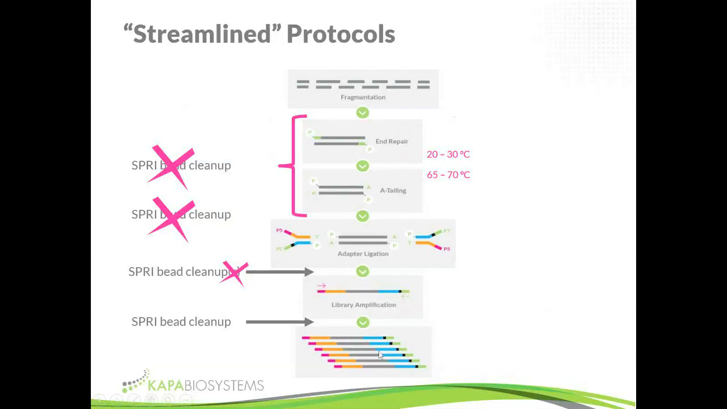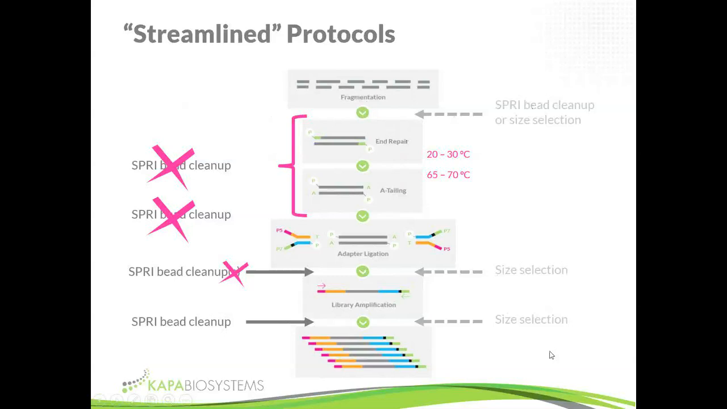With streamlined protocols, depending on how they're designed and the details of the kit you use, you have options to build in size selection and additional cleanups. So you can size select or clean your DNA after fragmentation if needed, or you can build in size selection after ligation or amplification. And we'll talk about size selection a little later in more detail.